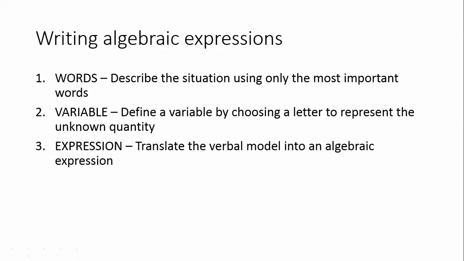So let's look at the steps for writing algebraic expressions. First, we want to use words that will describe the situation using only the most important words in the problem. The second step is variable. We're going to define a variable by choosing a letter to represent the unknown quantity. Finally, expression. We're going to translate the verbal model into an algebraic expression.